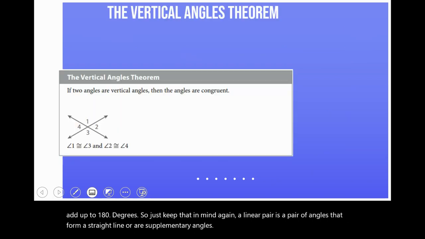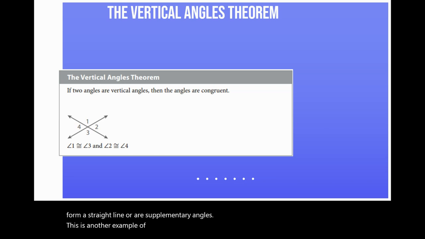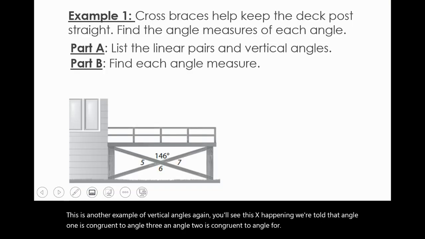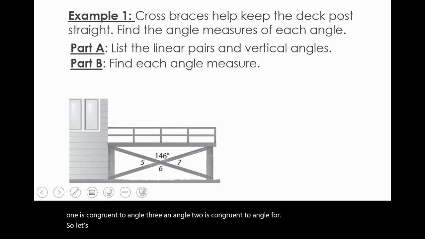This is another example of vertical angles. Again, you'll see this X happening, and we're told that angle 1 is congruent to angle 3, and angle 2 is congruent to angle 4. So let's go ahead and apply this to an example of something that you can see maybe in the real world.